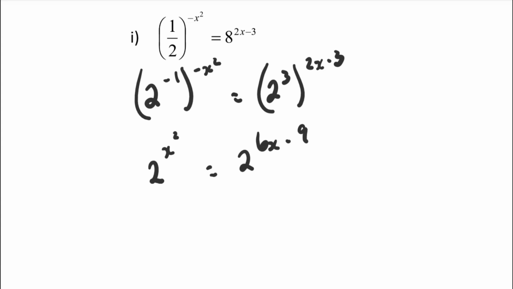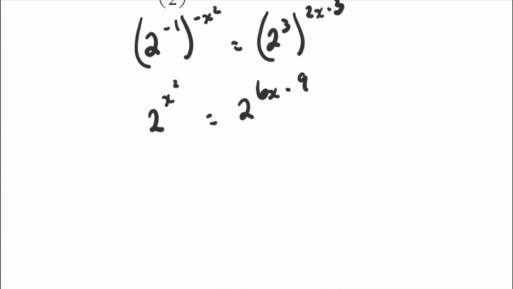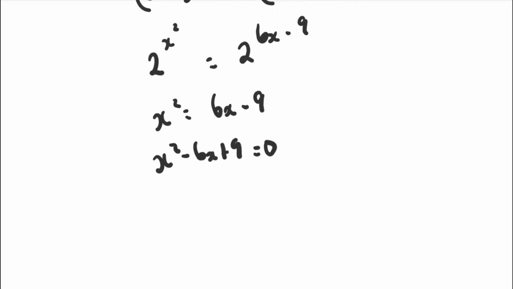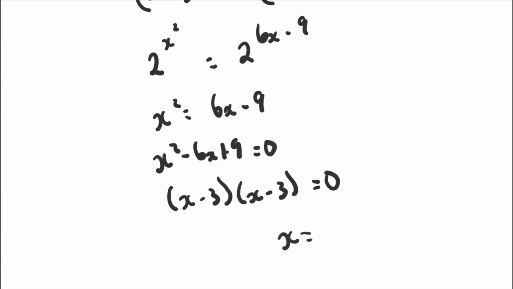Okay, so we drop the bases of 2, so it's going to be x squared is equal to 6x minus 9. Move everything to the one side. The reason being is because now we have an x to the power of 2. So now it's going to be x squared minus 6x plus 9 is equal to 0. Okay, now we factor. So it's going to be x minus 3 squared is equal to 0, which means that your x must be equal to 3.